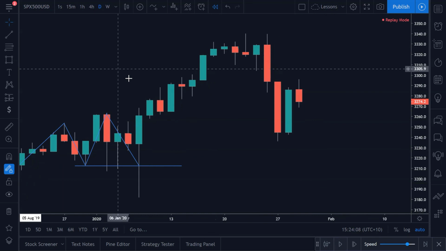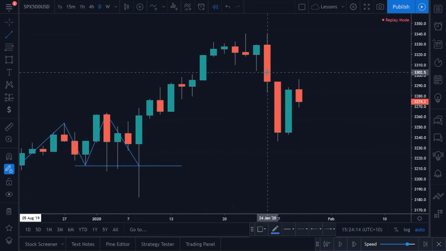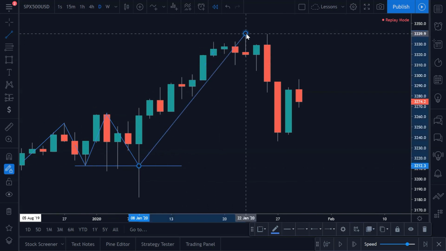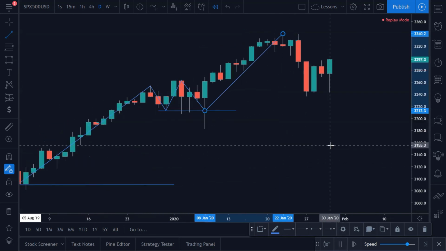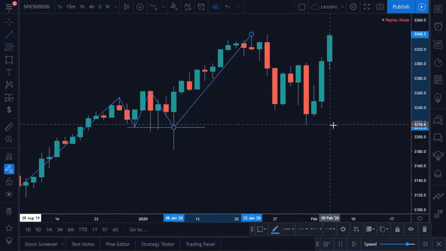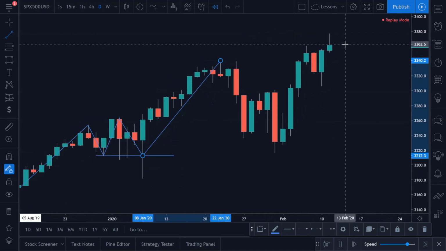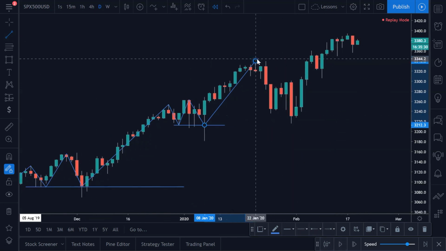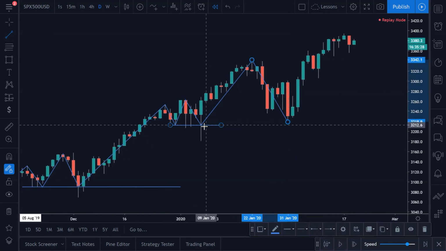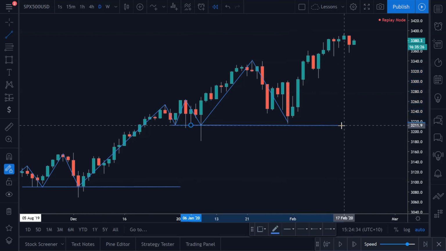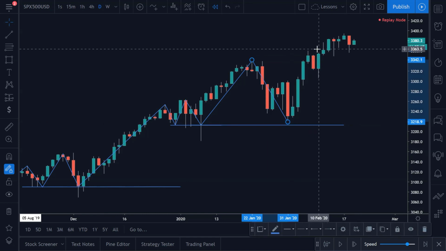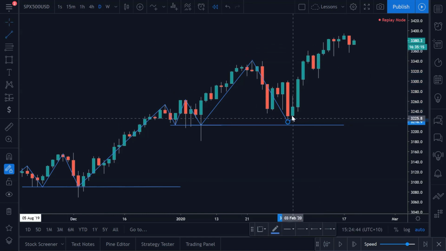Now we have another significant pullback. But until this market can take out these lows and close below them, we have a bullish trend. So this pullback here, we'll see how this unfolds. There you have it. We've continued into new highs. We had a pullback that did not break and close below these lows. And then after testing these lows, the market continued higher into trend continuation.